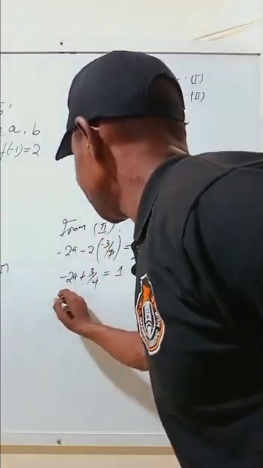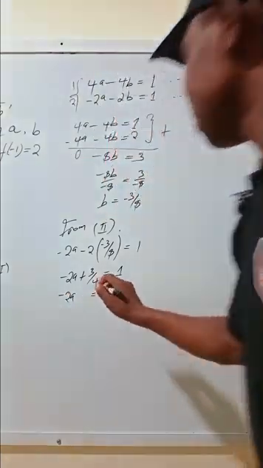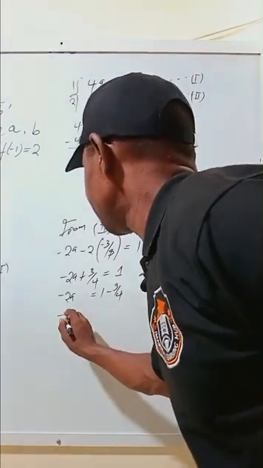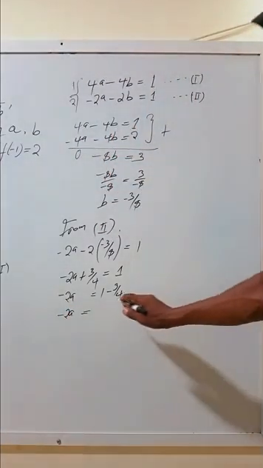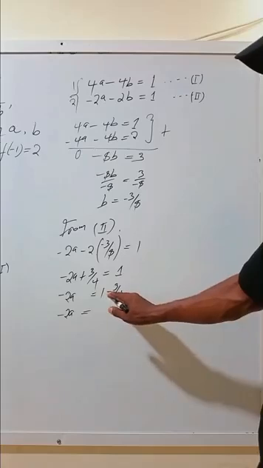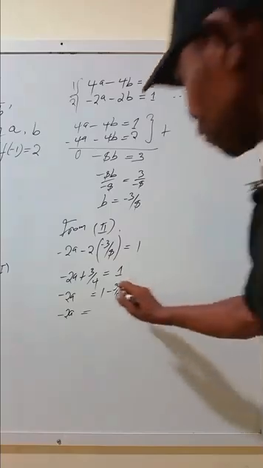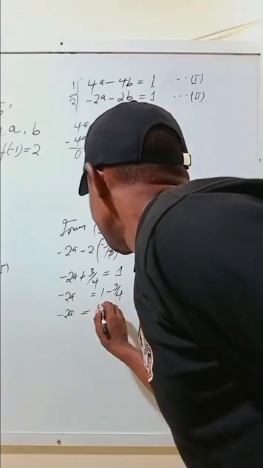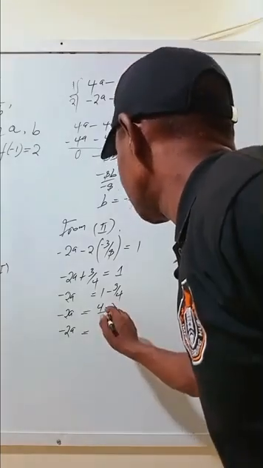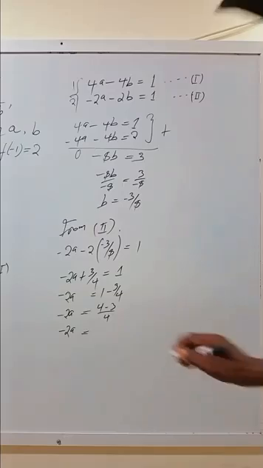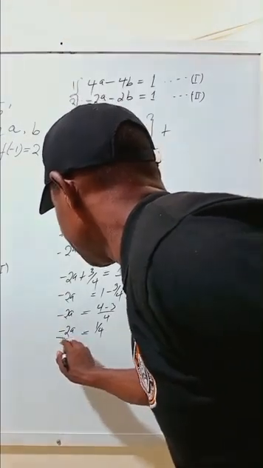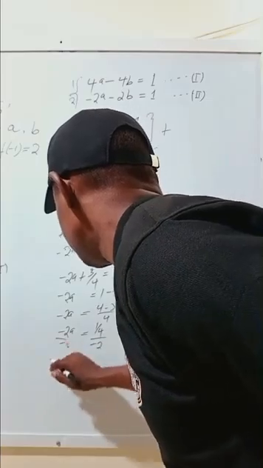Taking this to the other side, here we have negative 2a is equal to 1. This being positive on the left-hand side, when it goes to that side, it becomes negative 3 over 4. When you have 1 minus a number, look at the denominator, which is 4. So 1 is the same as 4 over 4. So 4 minus 3 over 4. So we get negative 2a equal to positive 1 over 4.